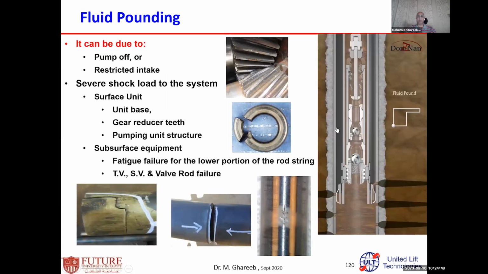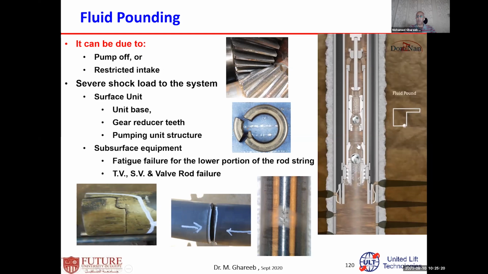What is fluid pounding? Remember this animation? What can fluid pounding result in as a problem for my condition? Really, fluid pounding affects your whole system. Starting with the surface equipment, remember the pumping unit runs with gear reducers, and inside the gear reducer the teeth are like this. If the teeth suddenly hit each other and take a sudden load, what happens? The teeth can be broken in this case.